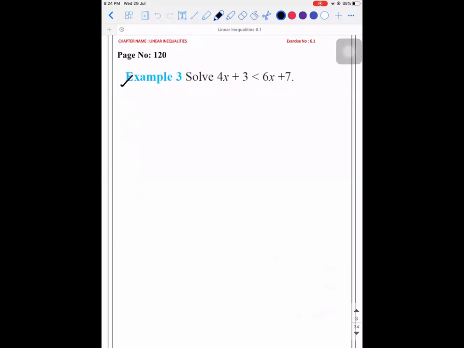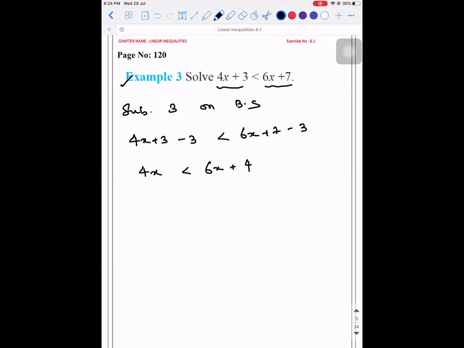Next is: solve 4x plus 3 is less than 6x minus 7. So how to approach this? Can you guys tell me? We can subtract 3 on both sides. Then what will you get? 4x plus 3 minus 3 is less than 6x plus 7 minus 3. So 4x will be less than 6x plus 4. Now tell me what we are supposed to do. Then subtract 4 on both sides.